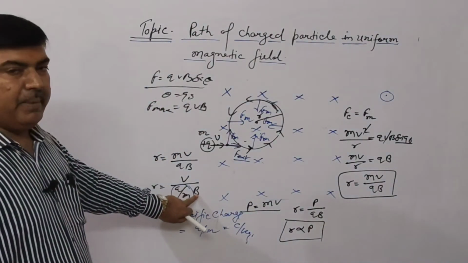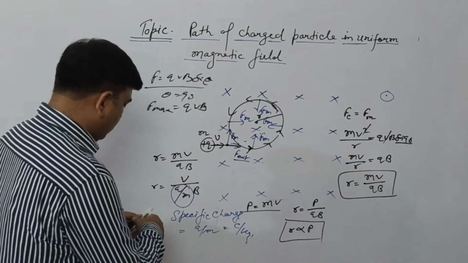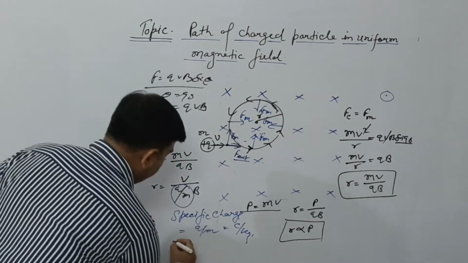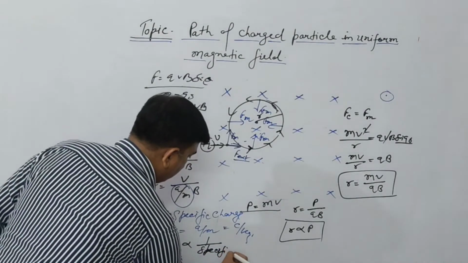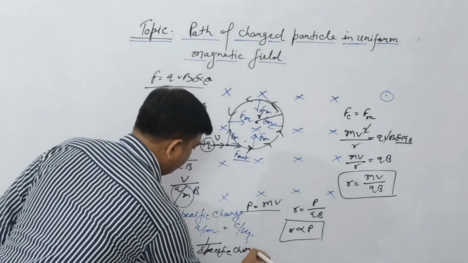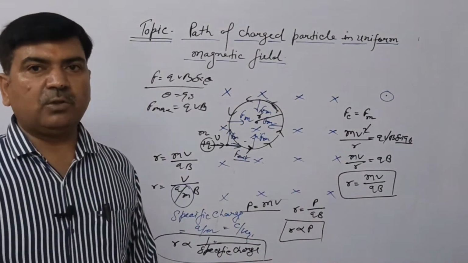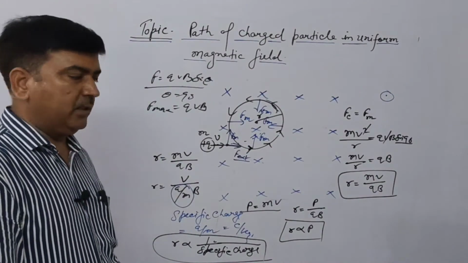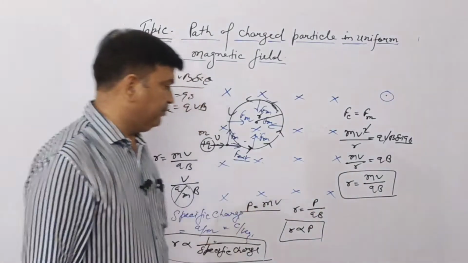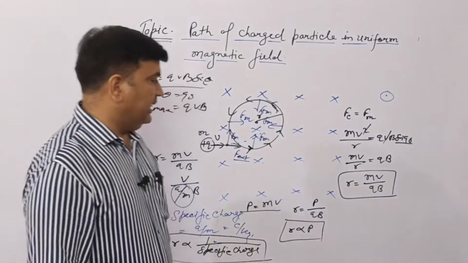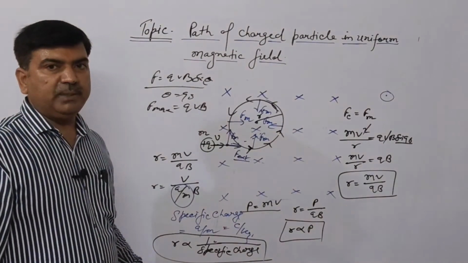And if speed and magnetic field are constant, according to this relation we can say that the radius of the circular path r is inversely proportional to the specific charge. So now see the radius of the circular path, the formula is r equal to mv by qB. Radius is directly proportional to the momentum. Radius is inversely proportional to the specific charge.